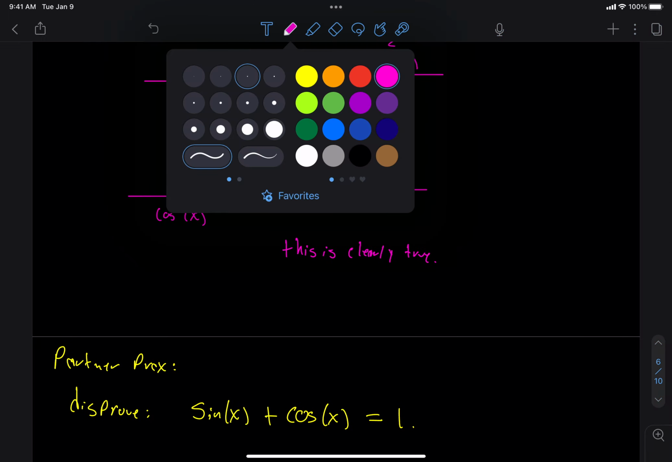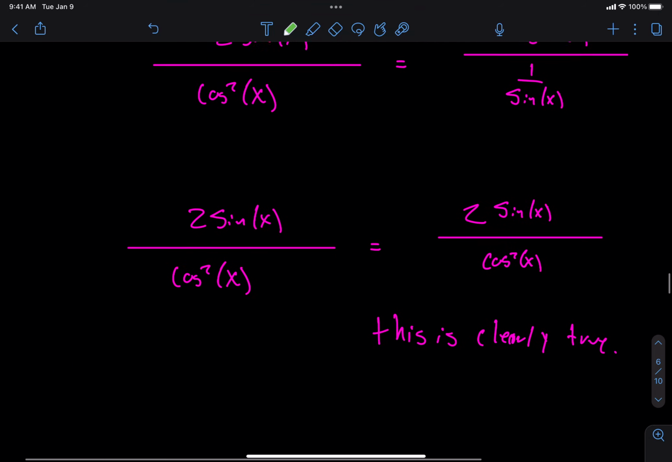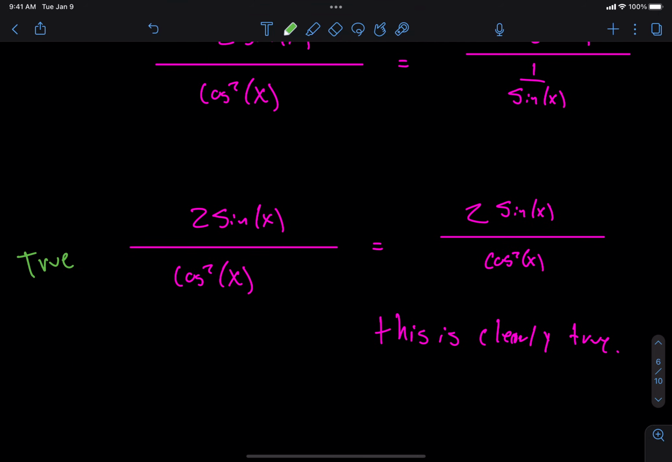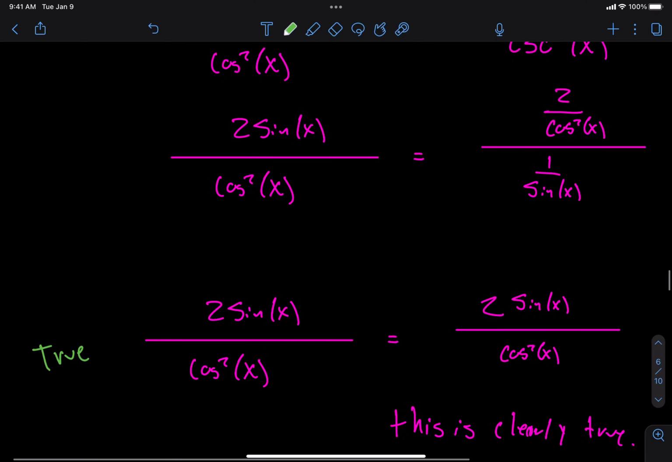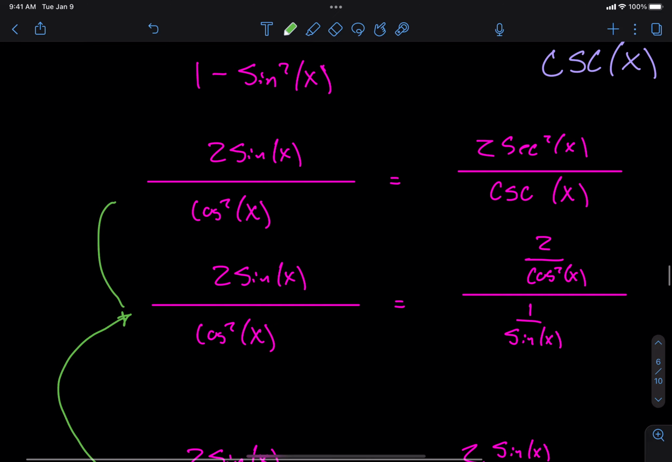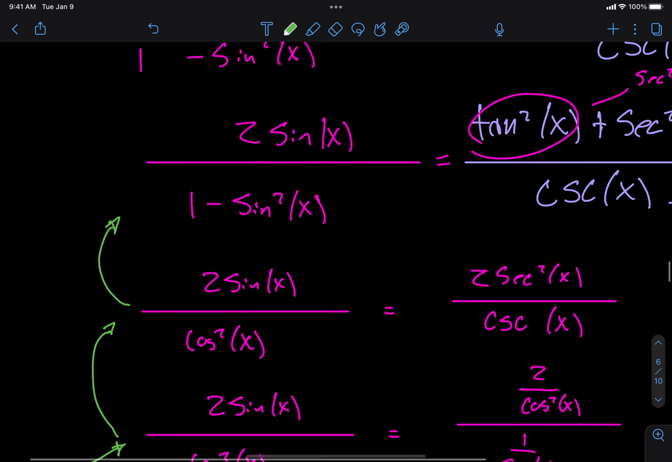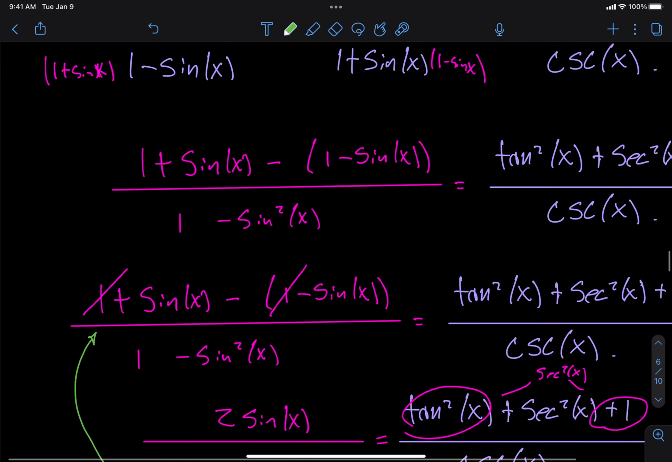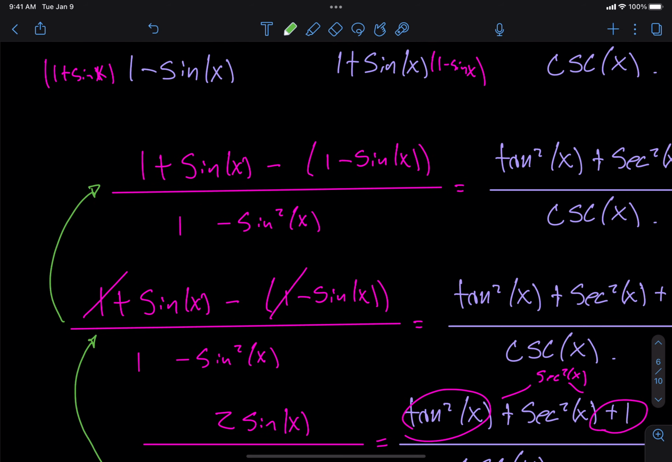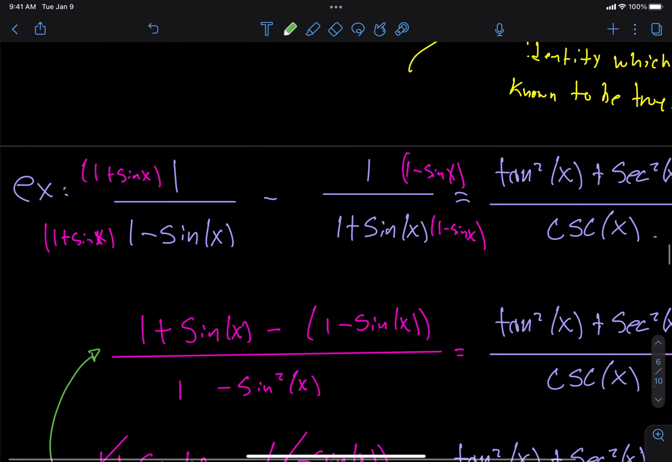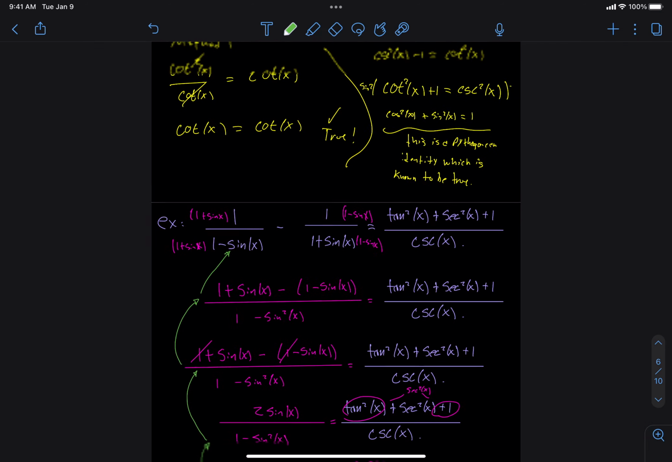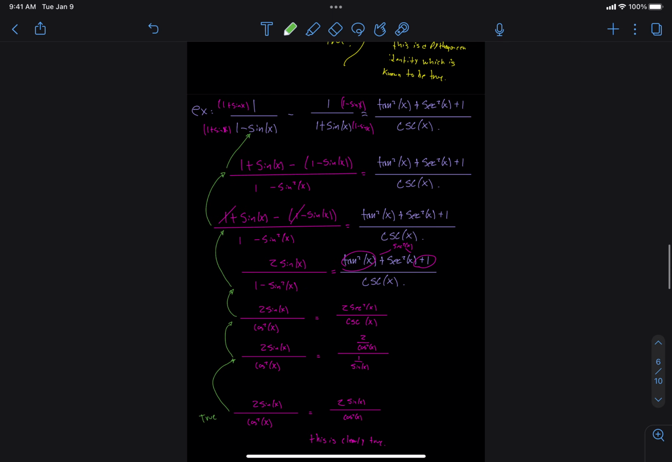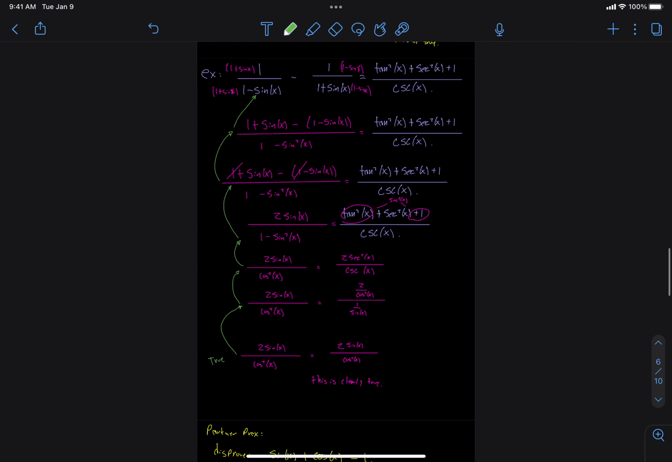Okay, so therefore we can follow the green line of truth. So this is true. So I'm going to follow the green line of truth, which says that this must also be true, and therefore this is also true, and therefore this is true, and therefore our original expression is true. Because all of these equations are like saying the same thing in different languages, right?